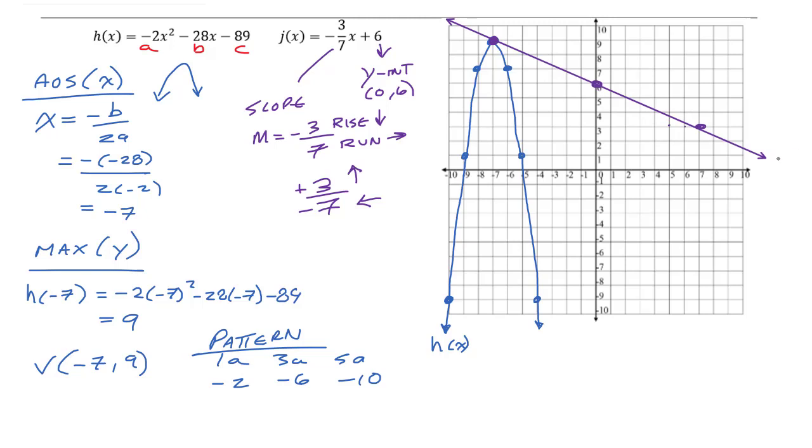All right, so I'll just label this guy J of X. Now this one only touches once, and it touches the vertex. So it touches it right there at the vertex, which was negative 7, 9. And there we go. That's all I'm looking for, but do a neat job on your questions yourself.